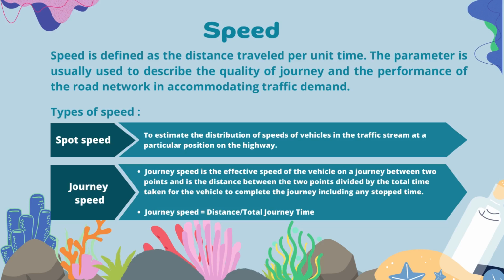This is done by recording the speeds of vehicles at the specified location. Journey speed is the effective speed of the vehicle on a journey between two points, and is the distance between the two points divided by the total time taken for the vehicle to complete the journey, including any stop time. The formula is the distance divided by the total journey time.